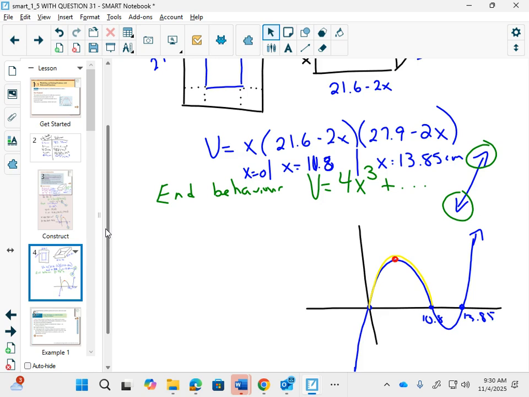So now if I go to my calculator, oh, by the way, what you could do in here is say, okay, I think the maximum is going to be somewhere around 5.